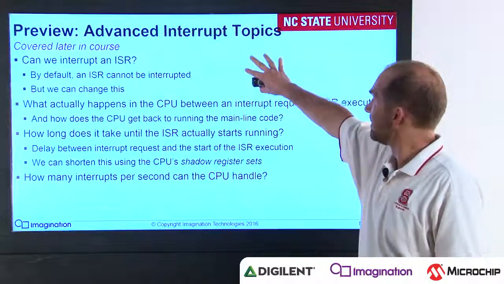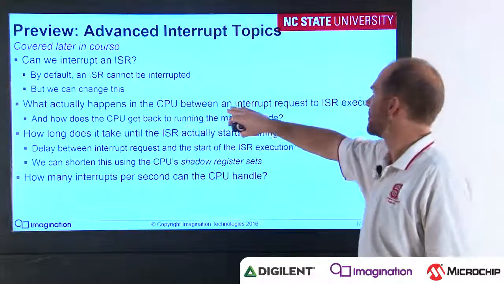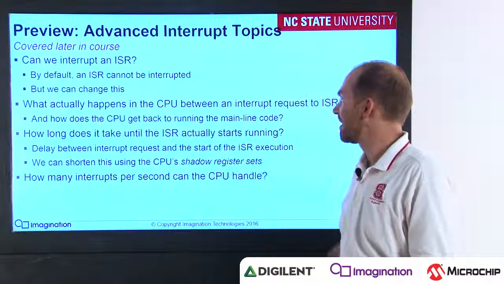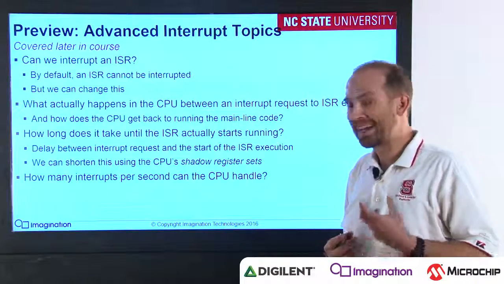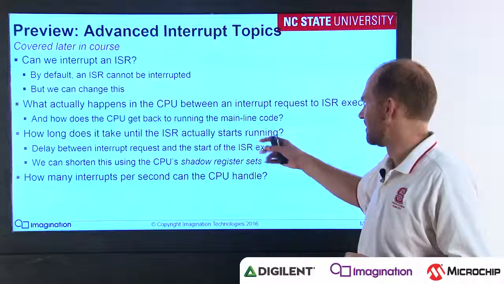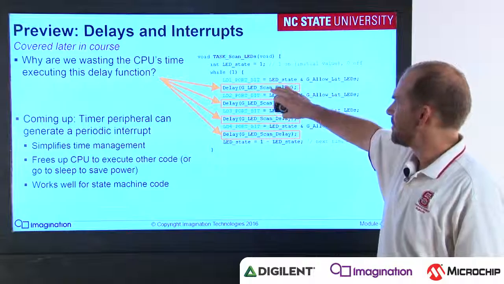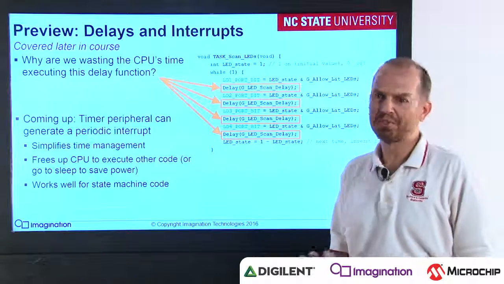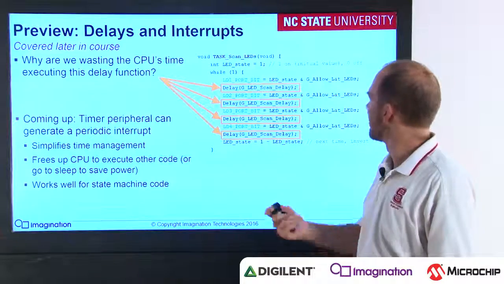We will also talk about advanced interrupt topics, such as if we can interrupt an ISR, what actually happens in the CPU between an interrupt request and the ISR execution, and how does the CPU get back, how long does it take. So this module, number 4, introduces how interrupts help with concurrency. Later in the course, we get into what actually happens for the interrupt. We also look at how we can use timers to get rid of these delay calls. So hardware peripherals can tell the processor when a certain amount of time has gone by, rather than forcing the processor to execute code waiting for a certain amount of time to pass.